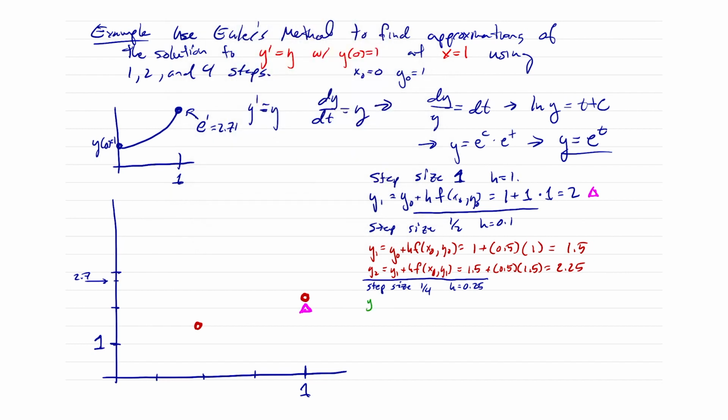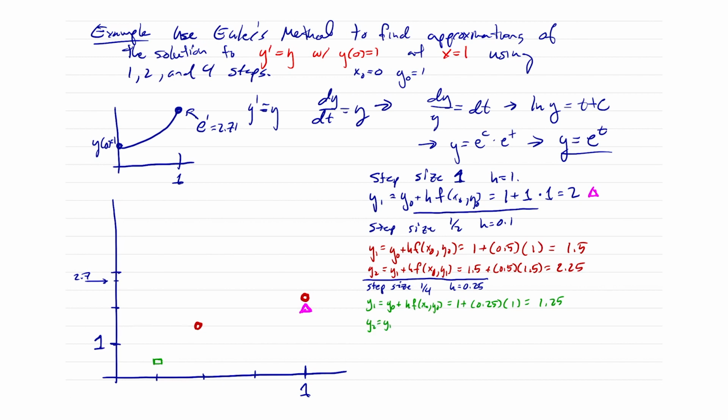So again, we have a new y1. So it's going to be y of 0 plus h times f of x of 0, y of 0. And this is going to give me 1 plus 0.25 times 1. Right? So this gets me 1.25. And so let's choose a square. And so this is what I get. I get a square.